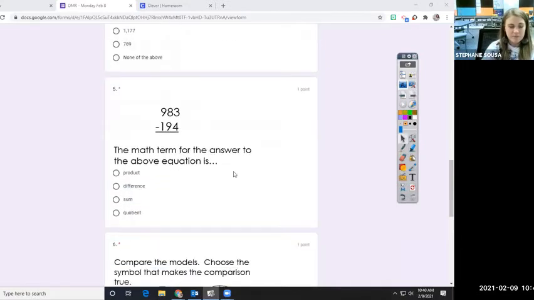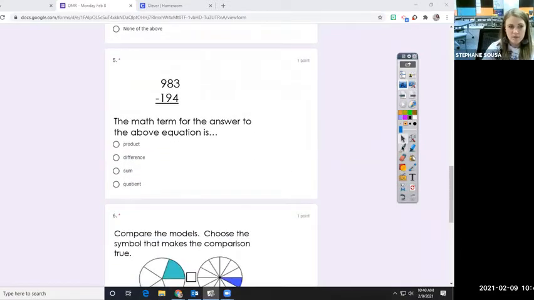All right. The math term for the answer to the above equation is, this is a subtraction equation and we call that a difference. The answer to a subtraction equation is a difference. There's some math vocabulary. Questions on that?